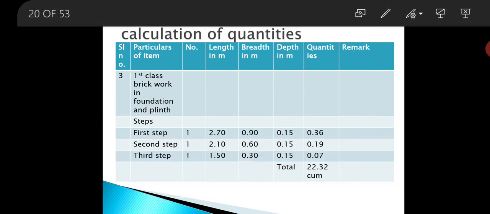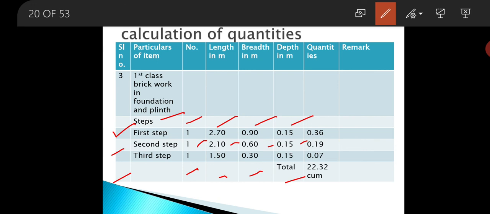So see, write down steps. Number 1, length 2.7, breadth 0.9, thickness 0.15. Similarly for second step, 1, 2.1, 0.6, 0.15. For third step, 1, 1.5, 0.3, 0.15. So in this manner, we will go for calculation of brickwork in steps. So with this, we have completed the brickwork in foundation and plinth item.